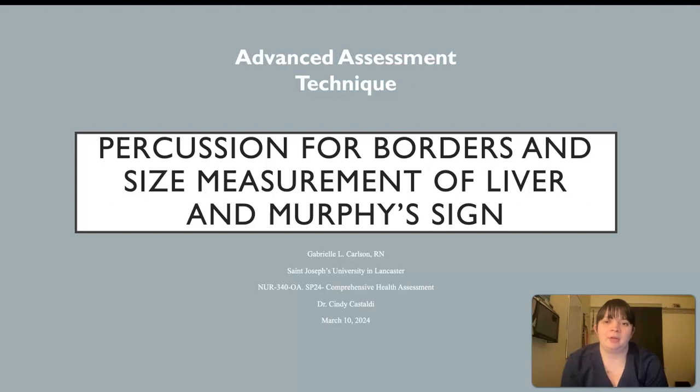Hello, my name is Gabrielle Carlson, and for my advanced assessment technique, I will be discussing percussion for borders and size measurement of the liver, as well as Murphy's sign.